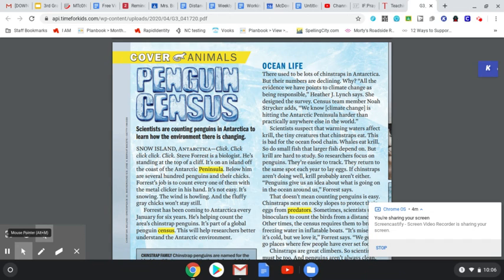Forrest has been coming to Antarctica every January for 6 years. He's helping count the area's chinstrap penguins. It's part of a global penguin census.